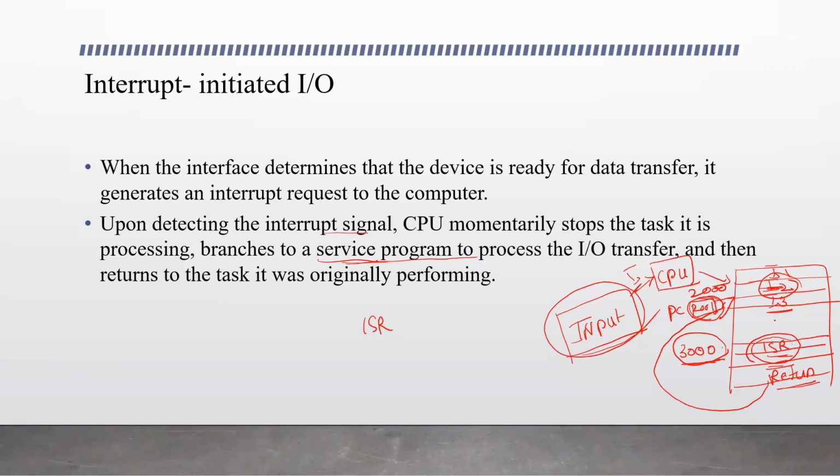So this type of IO transfer, where the transfer is initiated by the interrupt, we call interrupt initiated IO, as it is initiated by the interrupt signal that is sent by the IO device.